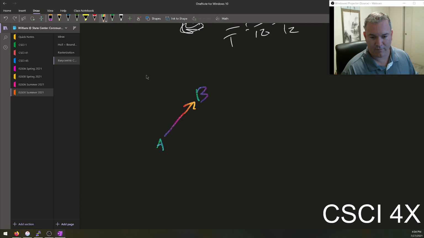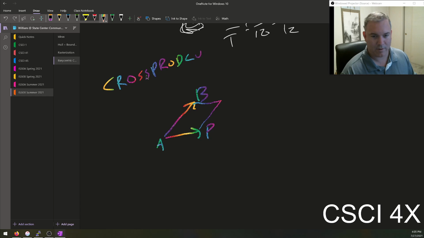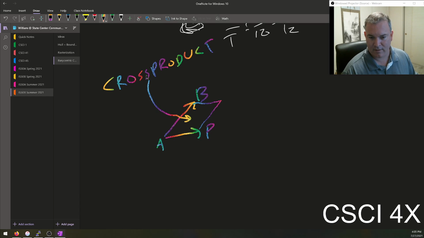So if you have a vector from A to B and a vector from A to P, the cross product actually returns the area of this quadrilateral. That's actually what the cross product returns. Do you guys understand that conceptually? Like, the cross product is the area formed by these two lines here. Like, do you guys understand that part? Okay.